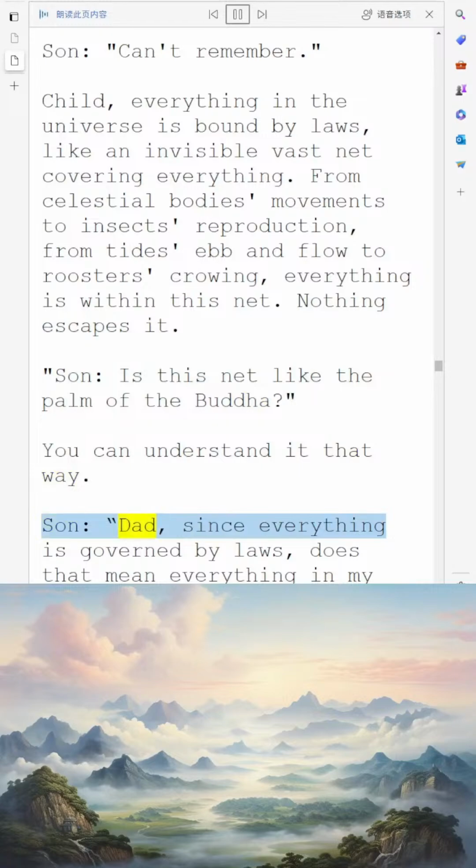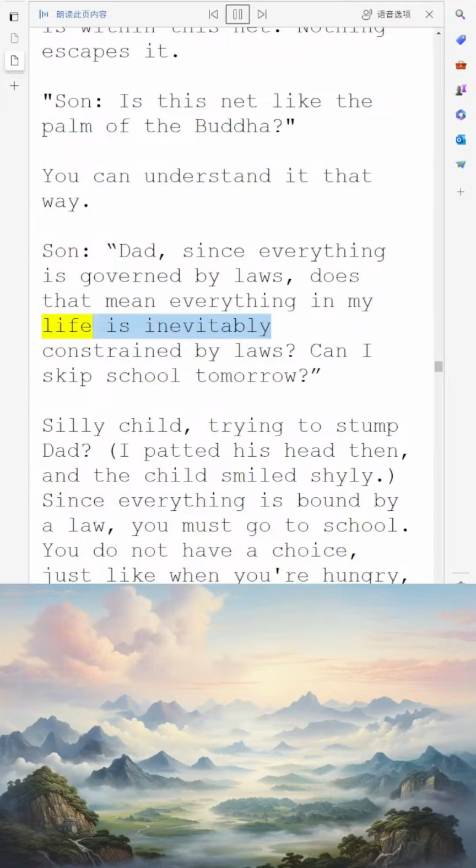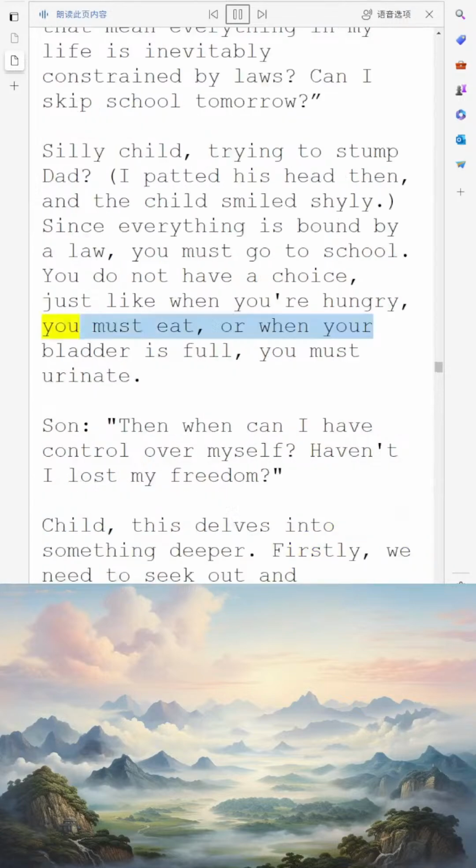Son: Dad, since everything is governed by laws, does that mean everything in my life is inevitably constrained by laws? Can I skip school tomorrow? Father: Silly child, trying to stump Dad? I patted his head then, and the child smiled shyly. Since everything is bound by a law, you must go to school. You do not have a choice. Just like when you're hungry, you must eat, or when your bladder is full, you must urinate.